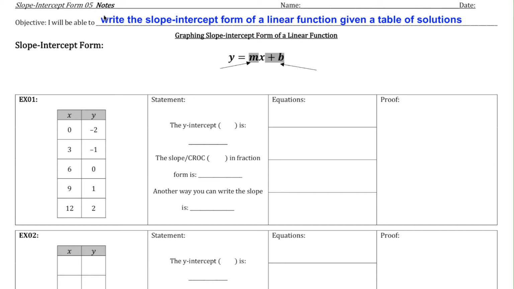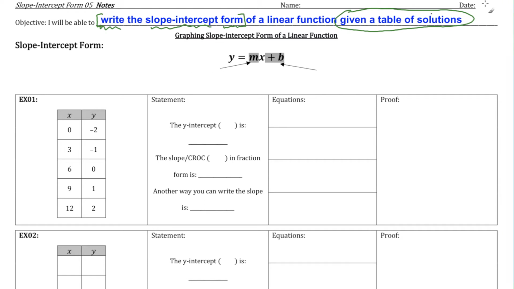All right, so in this lesson, we are going to write the slope-intercept form of a linear function, so a line, given a table of solutions. So we're going to write this y equals mx plus b equation that goes with these solutions. I'm going to be given these solutions that make an equation true, and I'm going to write that equation.